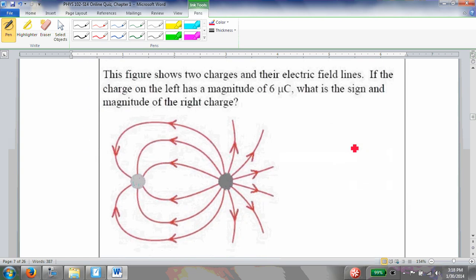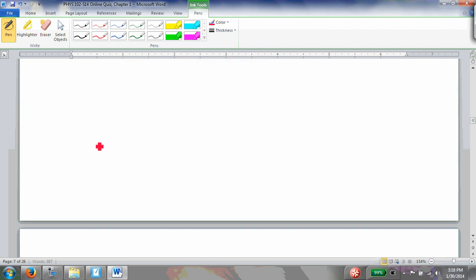All right, this figure shows two charges in the electric field lines. The charge on the left has a magnitude of 6 microcoulombs, so 6 microcoulombs over here. What is the sign and magnitude of the right charge? Well, first of all, I know that field lines emanate out of positive and end in negative. So I know that left charge must be a negative 6 microcoulombs. And then I count the field lines. I have 6 field lines over here, and I have 12 field lines coming out of this charge. Since I have twice as many field lines, I know that my charge must be twice as big. So it's going to be plus 12 microcoulombs, which is B.